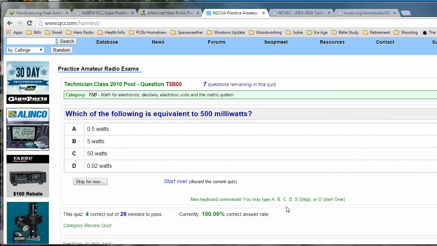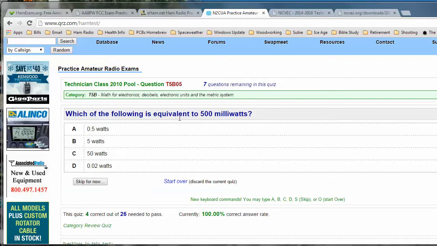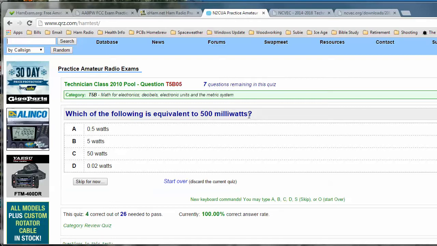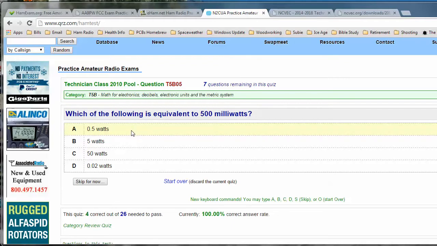Which of the following is equivalent to 500 milliwatts? Milli meaning a thousandth of a watt. So there would be 1,000 milliwatts in 1 watt, and 500 milliwatts is half of that. Therefore, it would be half a watt.